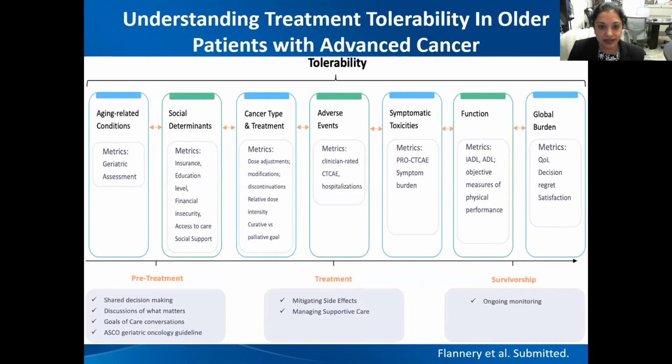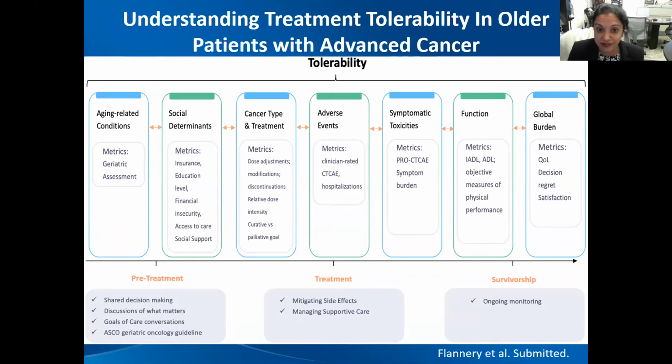And what it shows, across the continuum, is that all of these metrics really inform tolerability, not just clinician-rated toxicity, which is what has been standard for therapeutic clinical trials. At the beginning of treatment, for shared decision making, we really need to think about aging-related conditions and social determinants of health. We really need to think carefully about what the goals of treatment are and what the likelihood of dose adjustments are.